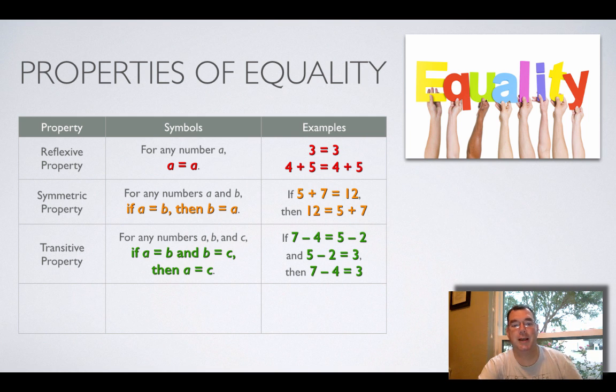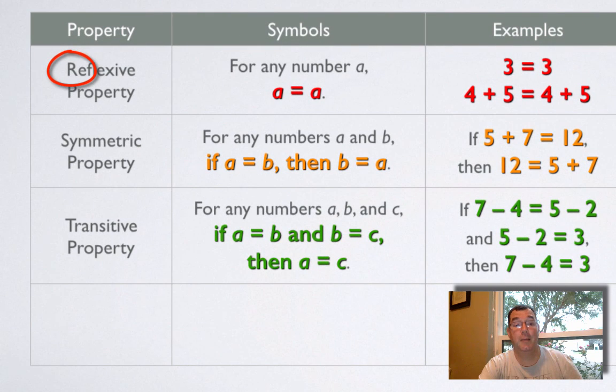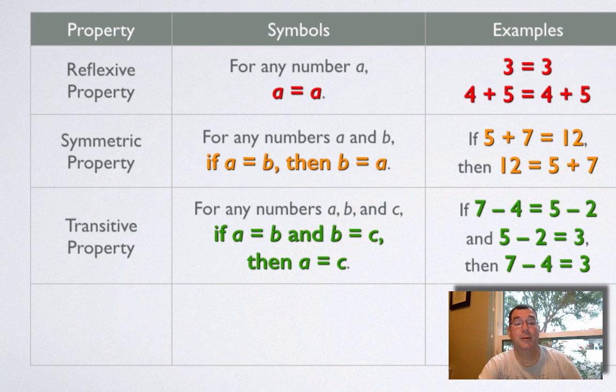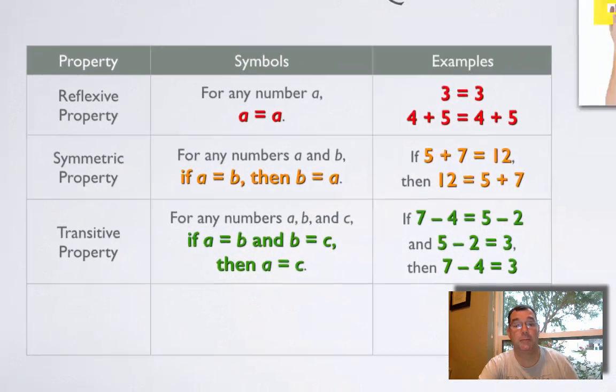So notice the number of items I'm talking about compared to the first letter in the name of each property. RST: reflexive, symmetric, transitive. Those are in alphabetical order and they're right next to each other. And for the number of things I'm talking about, 1, 2, and 3. 1 for reflexive, 2 for symmetric, and 3 for transitive. So if you can remember that, then you can remember those three properties in that order.